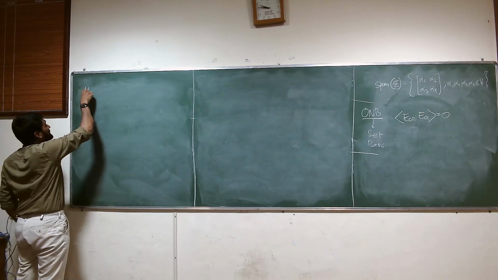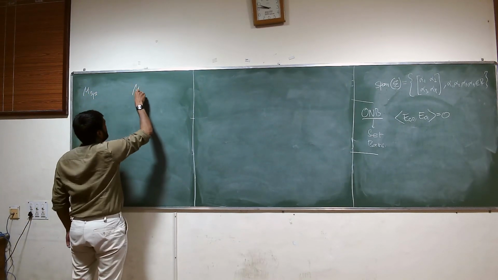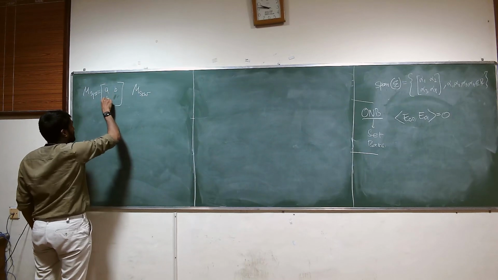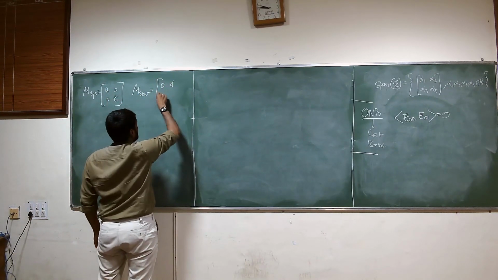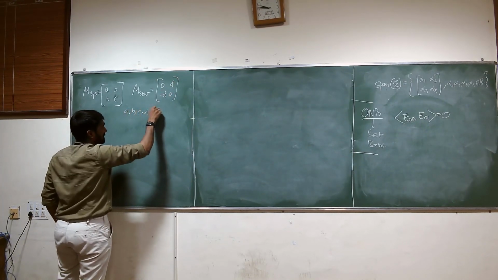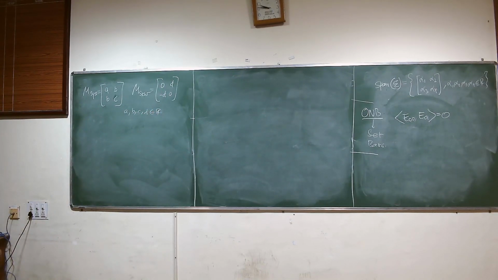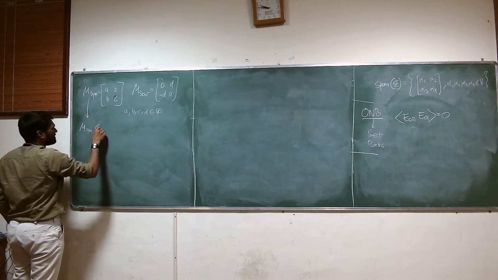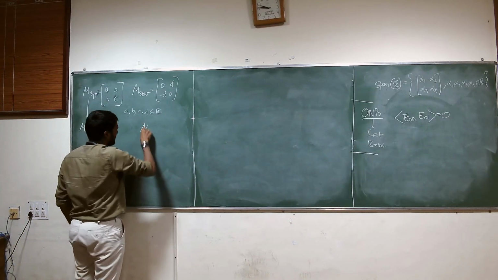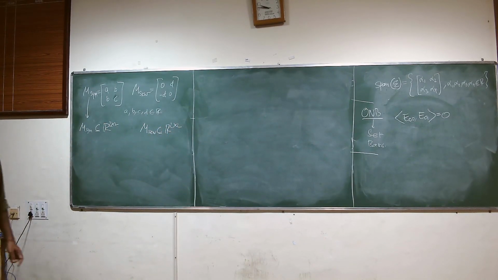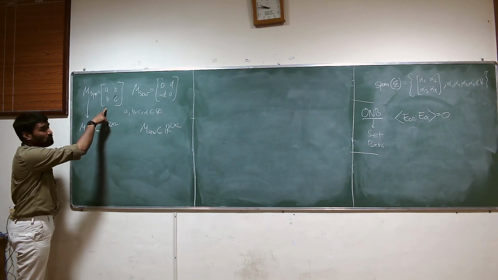The next one was these two matrices of this form, where A, B, C, D are real numbers. The question was if this was a subspace of R2 cross 2, and if M is a subspace of R. How do you verify? What is the definition of a subspace? It's a subset. Are these subsets of R2 cross 2? Yeah, these are 2 cross 2 matrices.